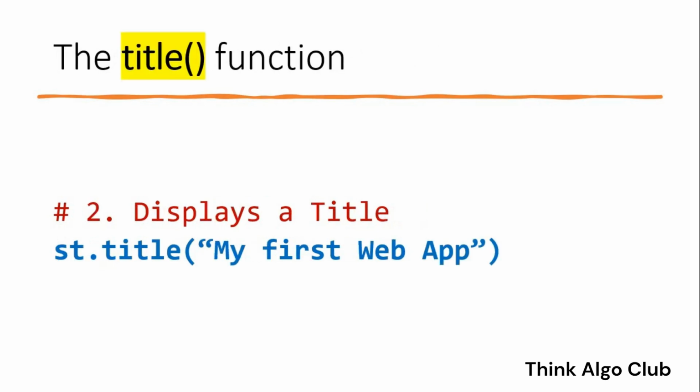The first text function is title. Every web application needs a title. To create a title, we use title function. st.title followed by parenthesis. Inside the parenthesis, type the text. That text will appear as title.